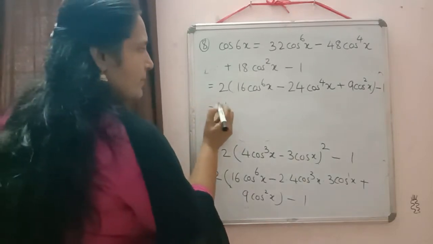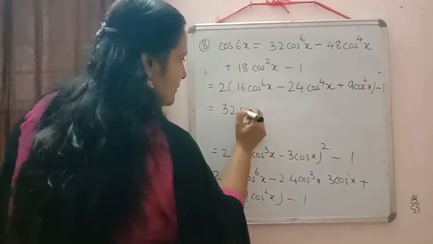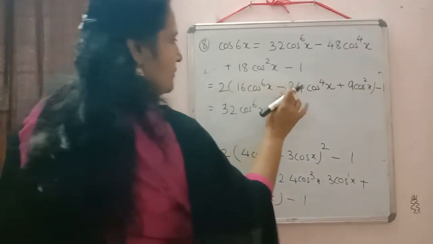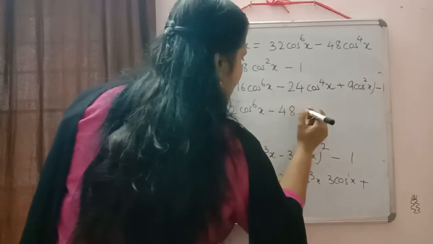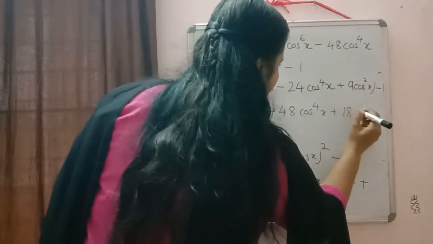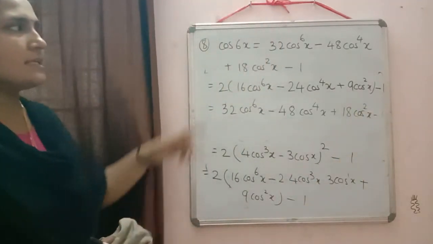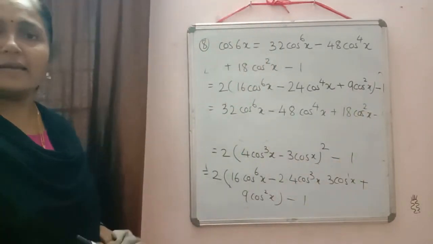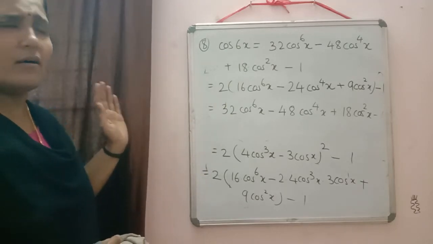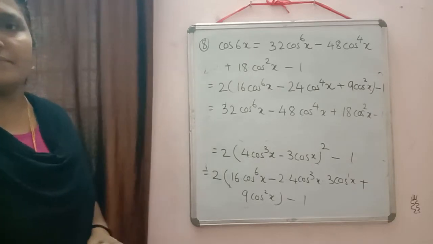Now we will multiply it by 2. So we will get 16 2s are 32 cos raised to 6x minus 2 into 24 is 48 cos raised to 4x plus 18 cos square x minus 1, which is equal to our right hand side. So we did nothing there. We just used the formula of cos 2 theta and cos 3 theta.